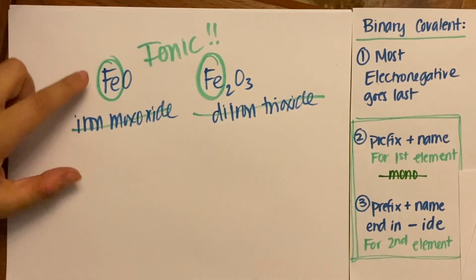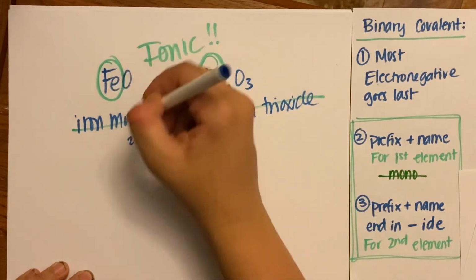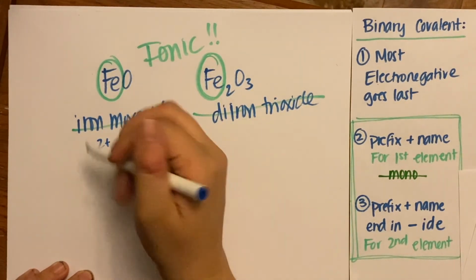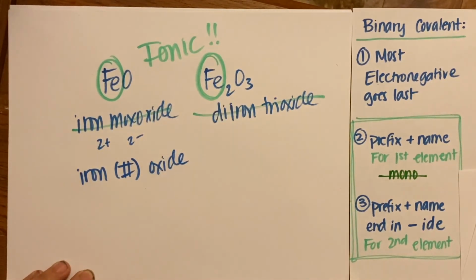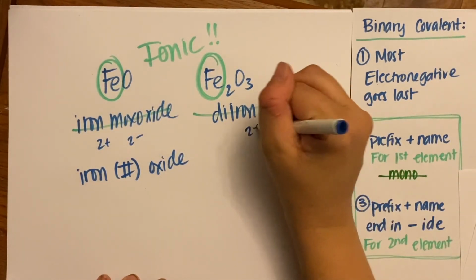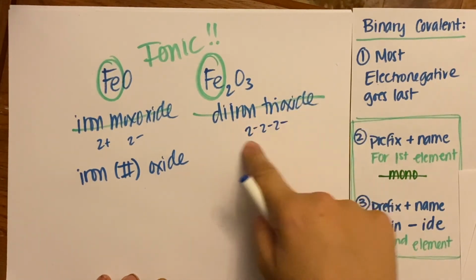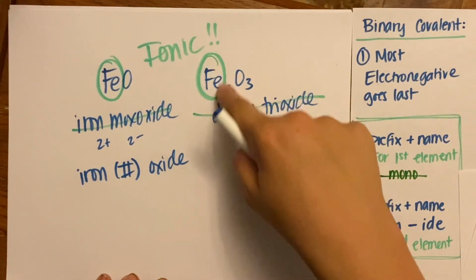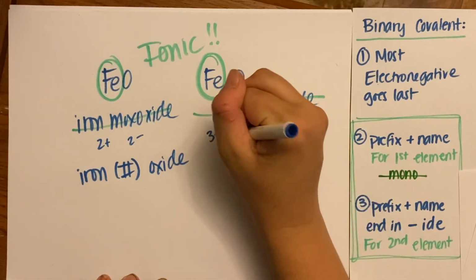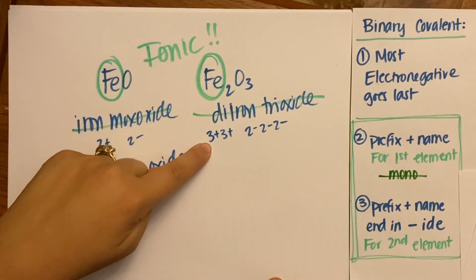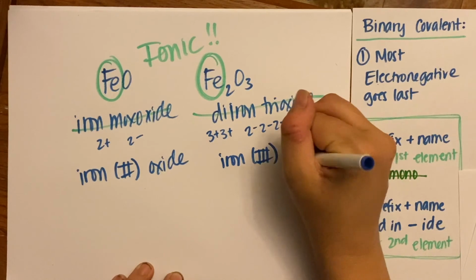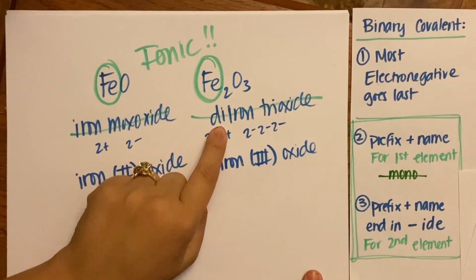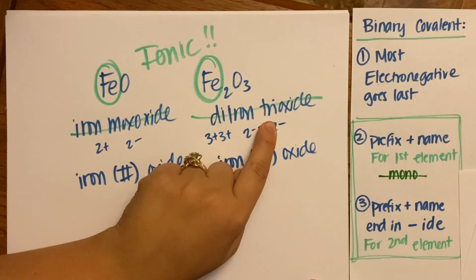So this would be, the O has a 2-, which means this iron must have a 2+. So this should be iron(II) oxide. And in this case, there are three oxygens. Each one has a 2- charge. So 6- total from here. To get 6+ total from here would mean that each iron would need a 3+ charge because there are two of them. So this would be iron(III) oxide, okay? None of this diiron trioxide nonsense, okay?